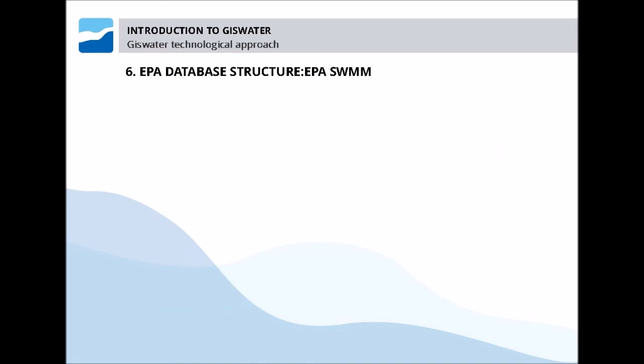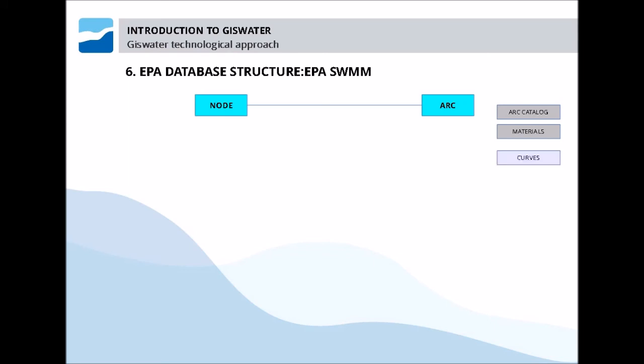We will now see the database structure of EPA-SWMM. Like in the case of EPANET, prior to the arc node structure, we must define the arc catalog where we will be incorporating the information of arcs. A catalog of materials where we will have the information of the materials of the conduits, and with this information of tables, arc and materials, we will define our structure, our arc node network topology, and from there we can continue with tables of information associated to curves, time series tables, or demand patterns.